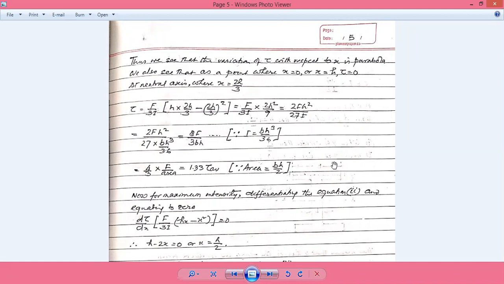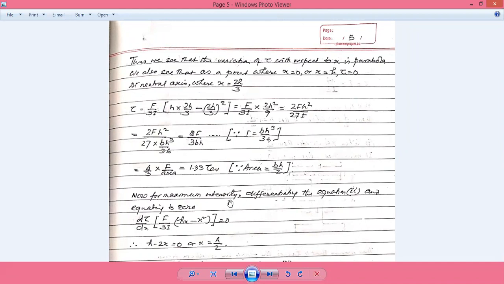And if we use the area of the beam itself, which is equal to b into h by 2, half b into h, and put it here, then this equation will take the form 4/3 F divided by area, or 1.33 tau average.